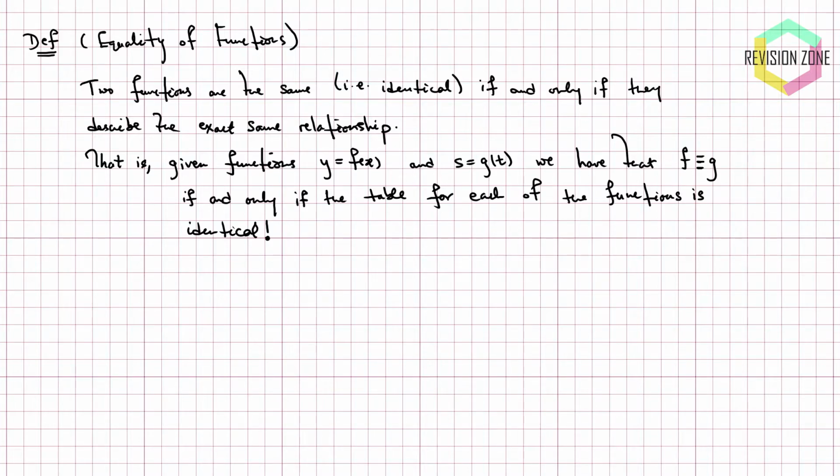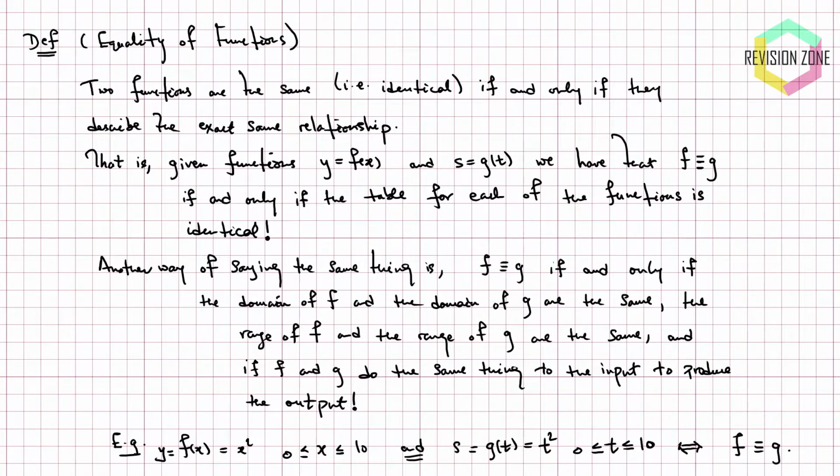Perhaps it is worth saying the exact same thing in slightly different language, just to emphasize the point. Another way of saying the same thing is: f and g are identical if and only if the domain of f and the domain of g are the same, the range of f and the range of g are the same, and f and g do the exact same thing to the inputs to produce their outputs. In other words, you might have very different looking formulas in terms of symbols, but if they're describing the same relationship, the two functions are exactly the same.